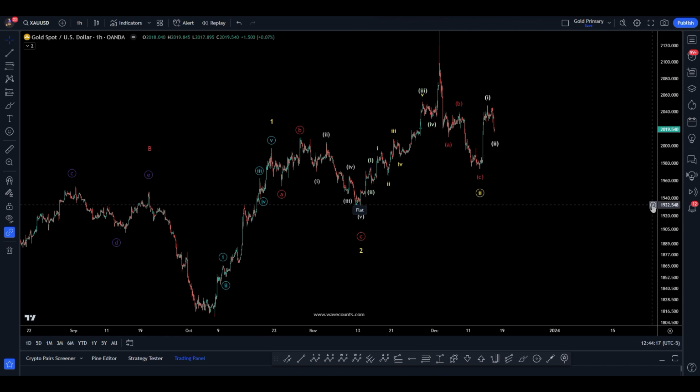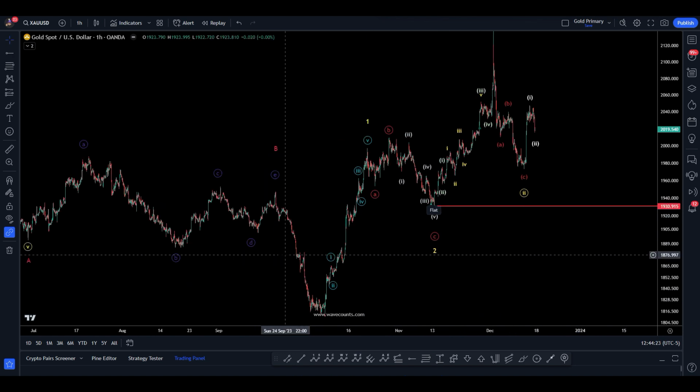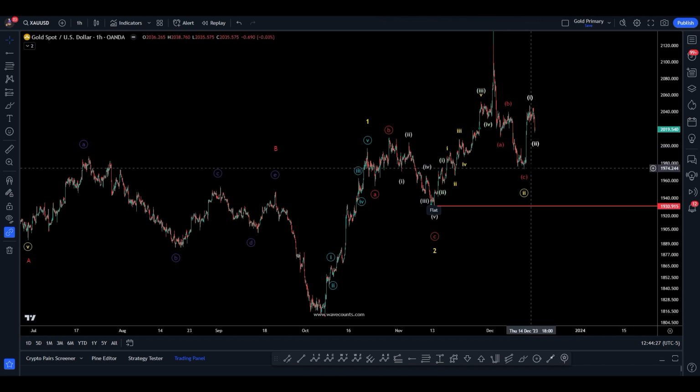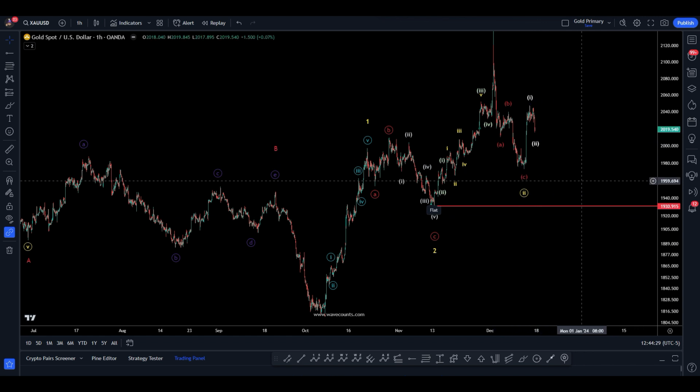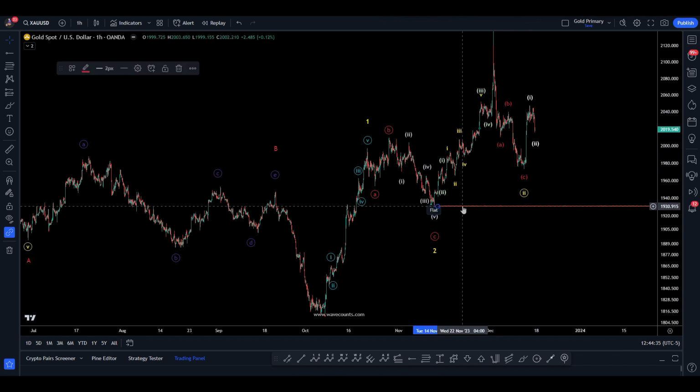This low right here. That would be the invalidation for this entire thing. Right? Even breaking this low is not an invalidation. This can turn out to be a double zigzag if it wants to, as long as this low doesn't break.